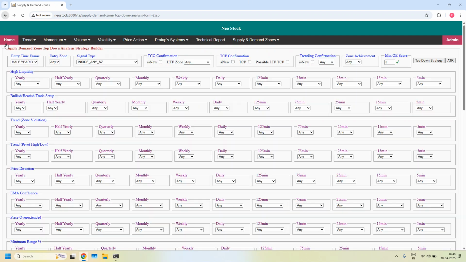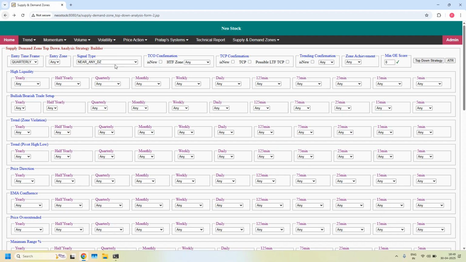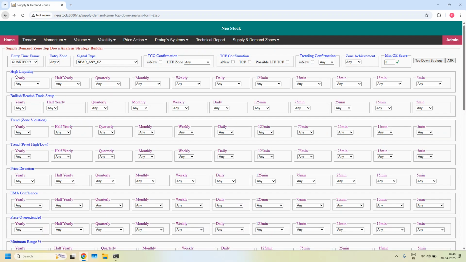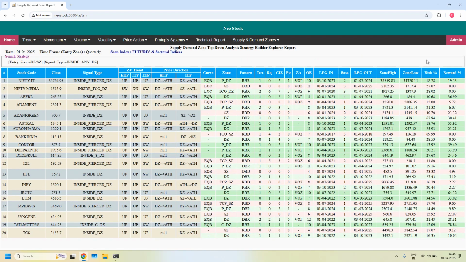Okay, next time frame is quarterly. Stocks near to the quarterly demand zone, 1 stock is filtered. Next, stocks near to the quarterly supply zone, we got 5 stocks. Next, price closed inside the quarterly demand zone, we got 20 stocks.